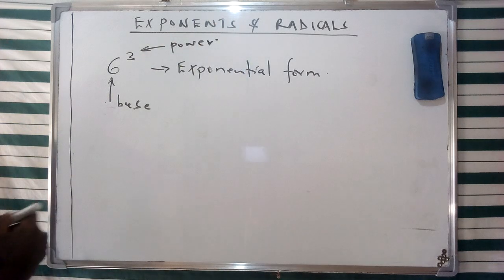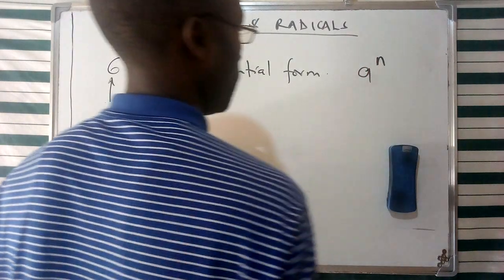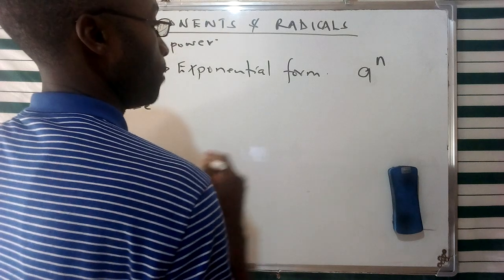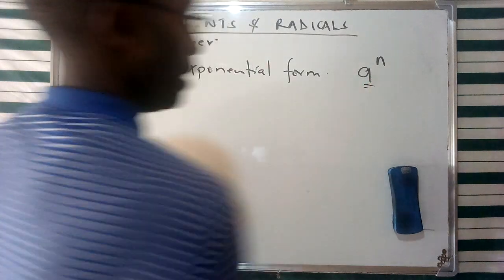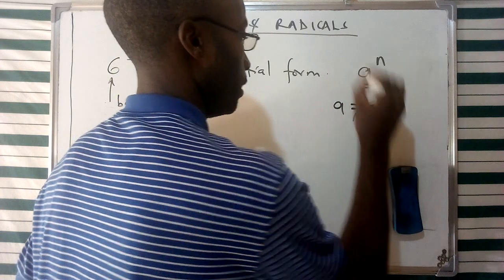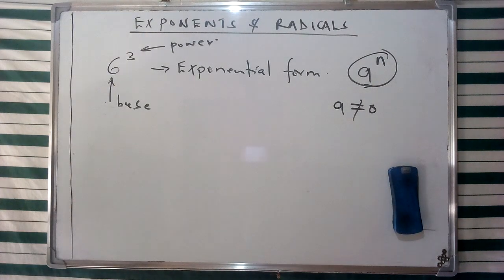So we can give a general form for an exponential form of a number: a raised to the power of n, where n in this specific case is a positive integer, and of course a is a number that is not equal to 0. Therefore we can generalize an exponential form of a number using that representation.